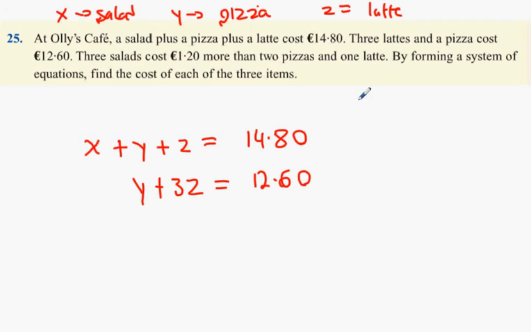3 salads. So 3 multiplied by the cost of a salad. Is it equal to the cost of 2 pizzas and 1 latte? Is that a balanced equation? Which side is bigger? 3 salads is bigger. 3 salads cost 120 more. Does everybody see that? This side represents 3 salads. This side represents 2 pizzas and 1 latte. Which side is bigger again?